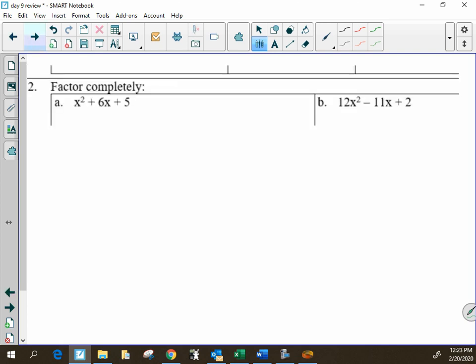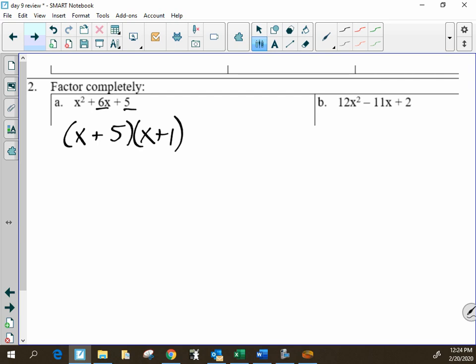Alright, so factoring completely for this one is whenever there is no number in front of the x squared, or a is 1. Sorry, let me restart that. I misspoke. We're looking for two numbers that multiply together to give us 5 and that add up to 6. And those two numbers are 5 and 1. So this will factor as the quantity x plus 5 times the quantity x plus 1.